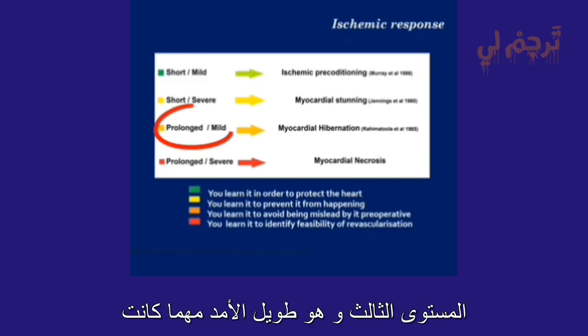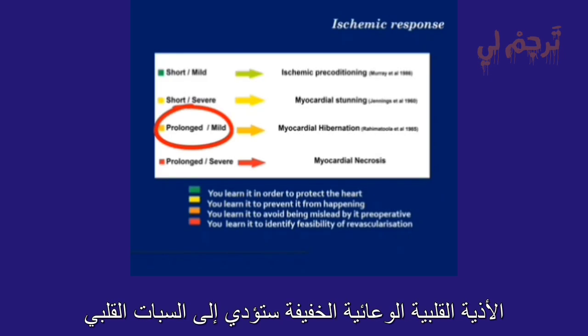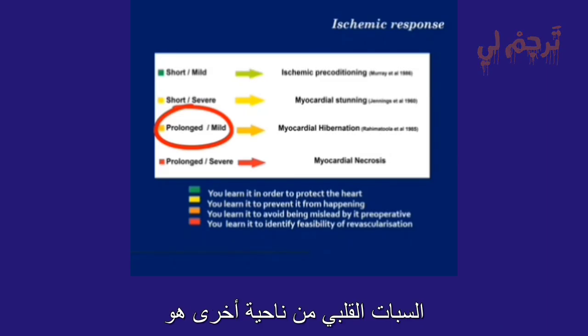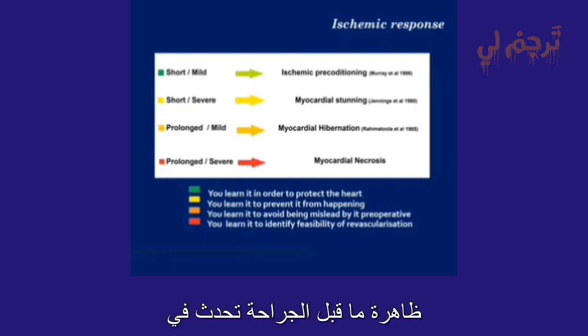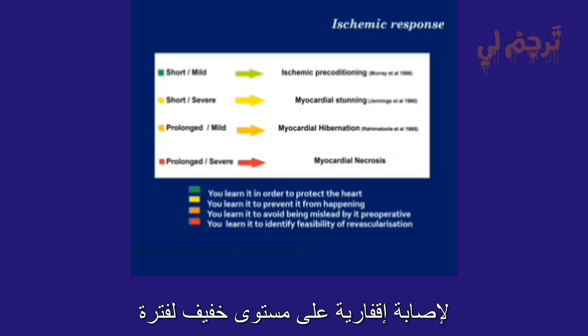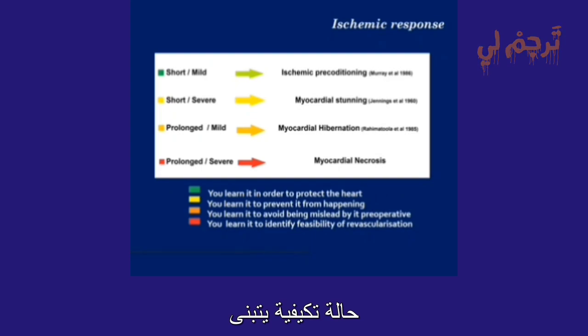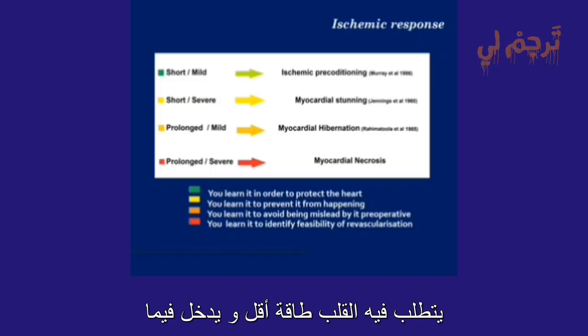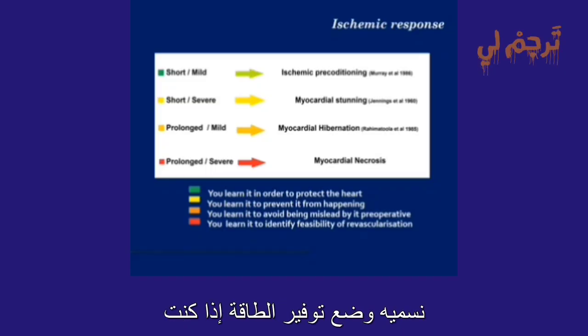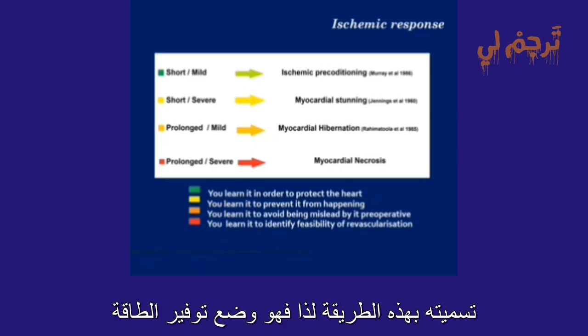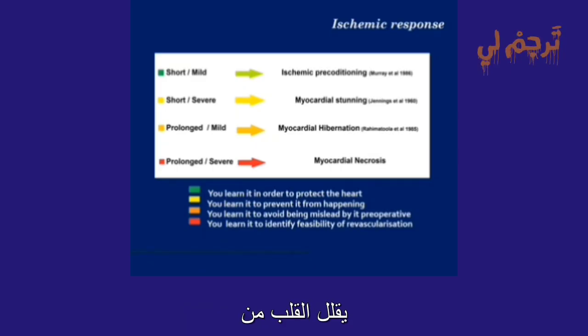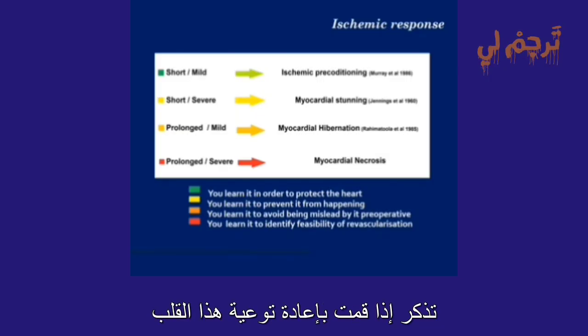The third level, that is prolonged, however mild, ischemic insult will lead to hibernation. Hibernation, on the other hand, is a preoperative phenomenon. It happens in cases where the heart is sustaining an ischemic injury on a mild level for a long period of time, so the heart goes into an adaptive state. It adopts a fetal phenotype in which the heart requires less energy and goes into what we call a power saving mode, if you like to call it that way. The heart reduces its energy requirement and reduces its function. Remember, if you revascularize this heart, it will return back to normal.